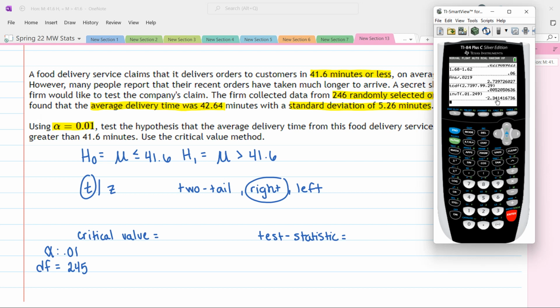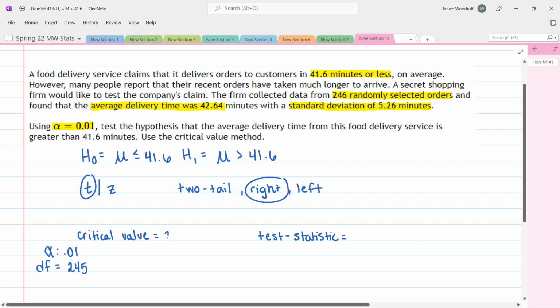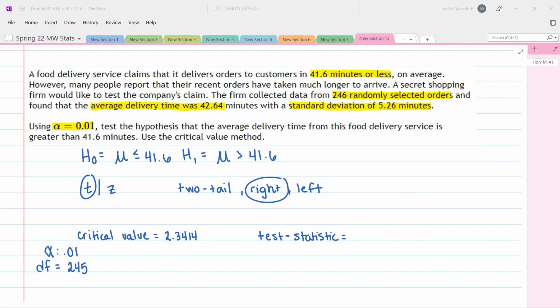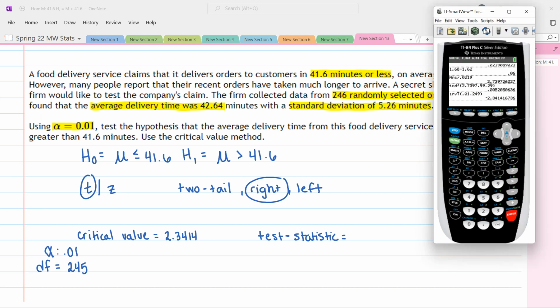Ooh, that's a little off. 2.3414. Is that what you guys got? Did you do the calculator or the chart? I'm just going to test this in the homework, make sure it would be within the threshold. No. Well, I guess we're going to want to use the chart. 0.01, 240. I want to try that again.